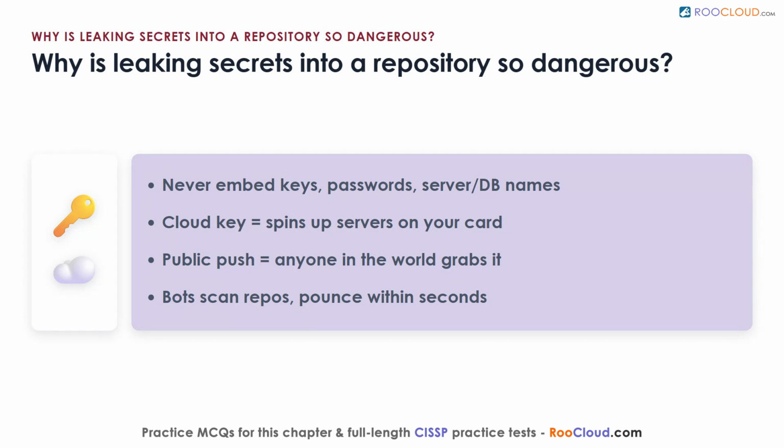The classic mistake is embedding an interface key, which is especially damaging with cloud providers, where a key can spin up servers and charge a real credit card. Push code containing such a key to a public repository, and anyone in the world can grab it, provision massive resources, and bill them to you. Worse, automated bots constantly scan public repositories for exposed keys and can pounce within seconds, long before the developer notices.